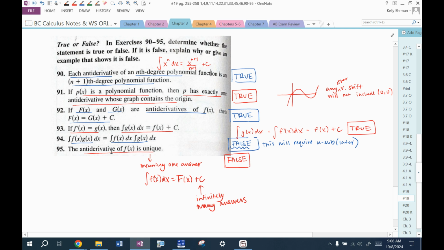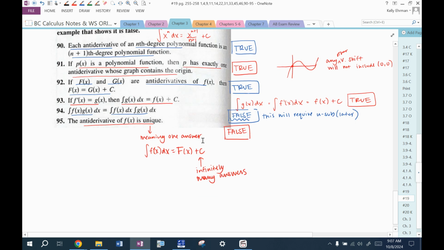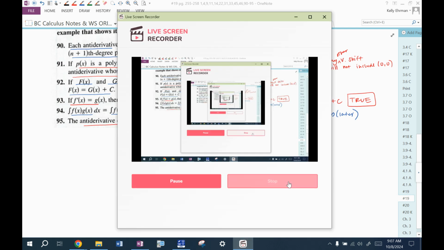And then 95, the antiderivative of f of x is unique. Unique means there's only one answer, and that's not true because of the plus c. The plus c means that the antiderivative, the general solution to f prime of x, is just f of x plus c. It's got infinitely many solutions. The unique solution is if they give you a specific point that f of x goes through. But otherwise, it's not. Okay, that finishes this homework. Tomorrow we will work on homework number 20.